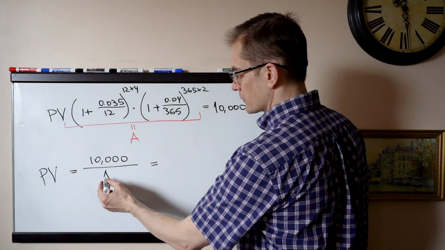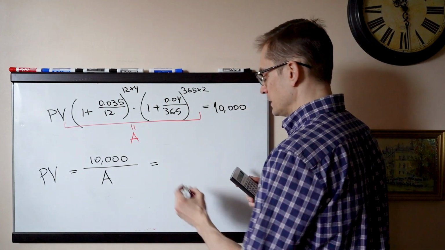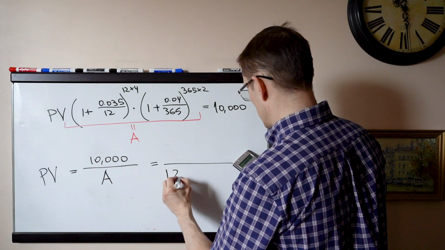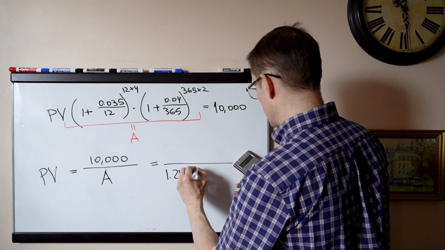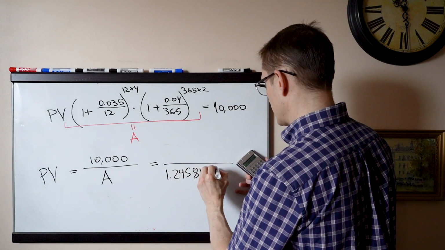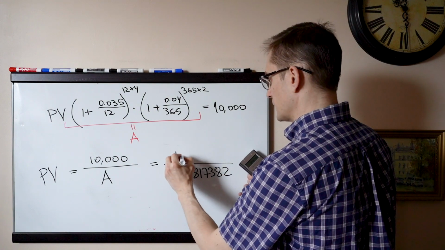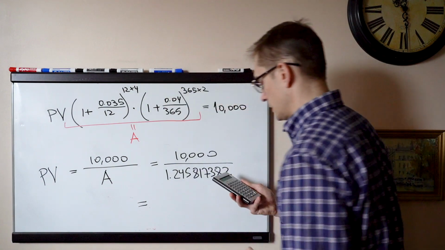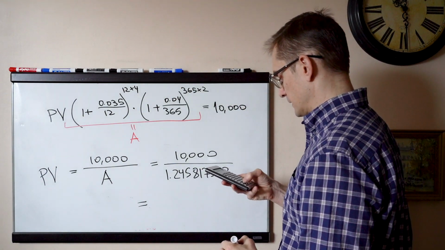My computation of this part A gives me 1.245817382, and then I have 10,000 here. Now I can just make that division.